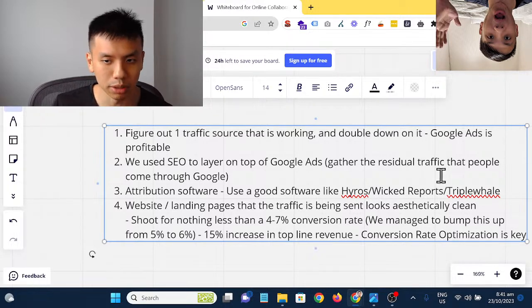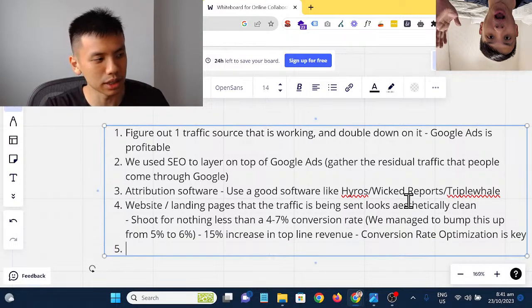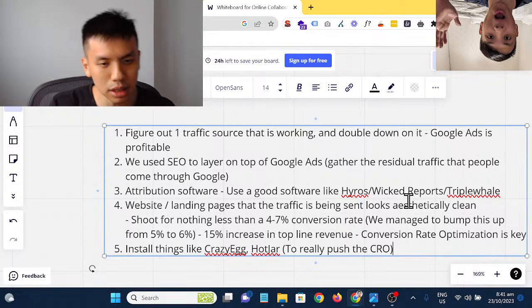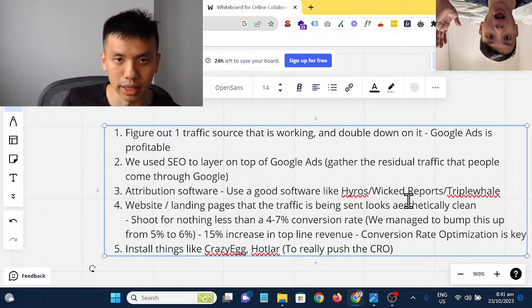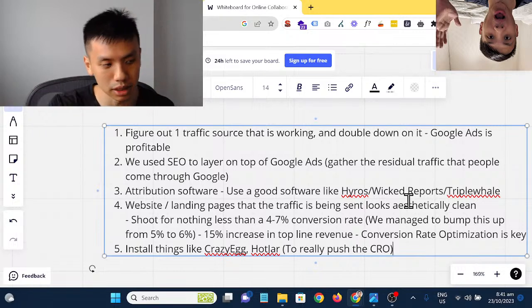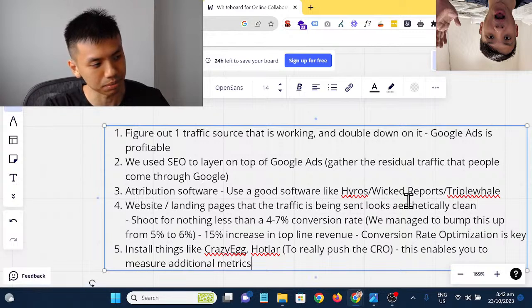So it's even more important for conversion rate optimization on e-commerce. Of course, you can go and install tools like Crazy Egg or Hotjar to really push the CRO side and see what's making people bounce off the website, like the headline not being attractive enough or the product not looking good, and which pages people are dropping off on. And this enables you to measure additional metrics as well.